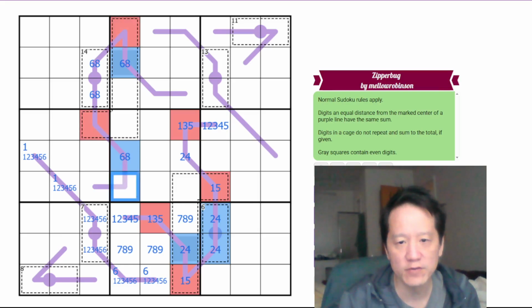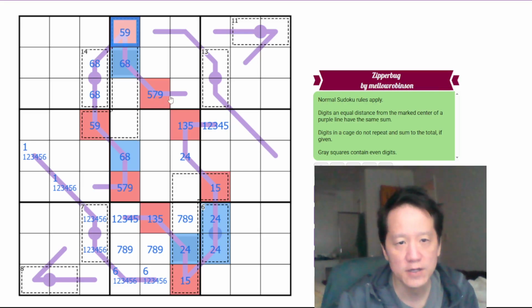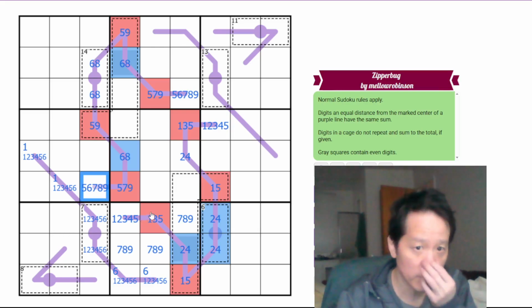This must be 5 or 9, and therefore that must be 5 or 9, right? Or actually, this is 5, 7, or 9. And this is 5, 7, or 9. This is 5 or 9, 5 or 9. And this could be 5 through 9, 5 through 9 here.